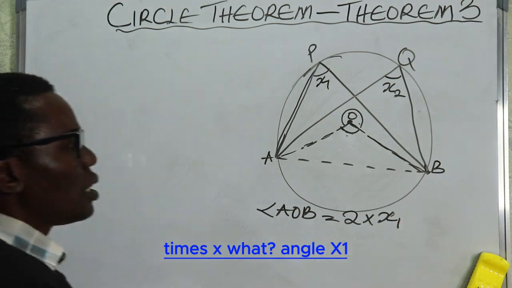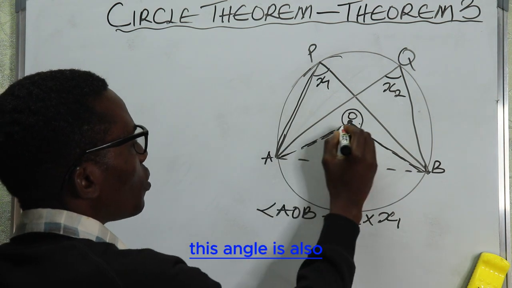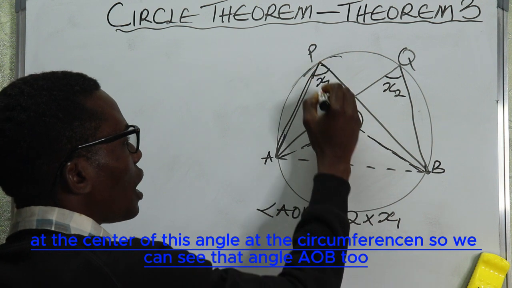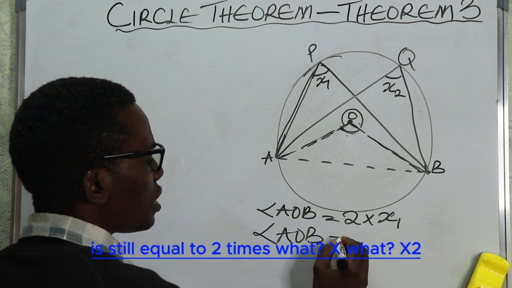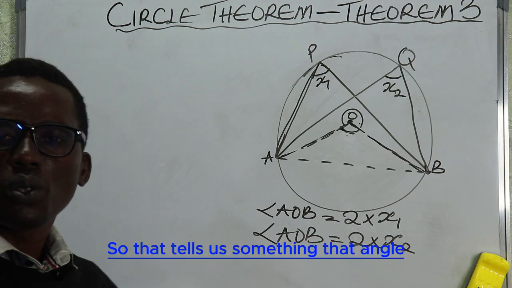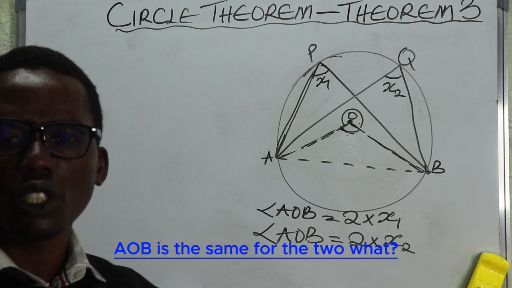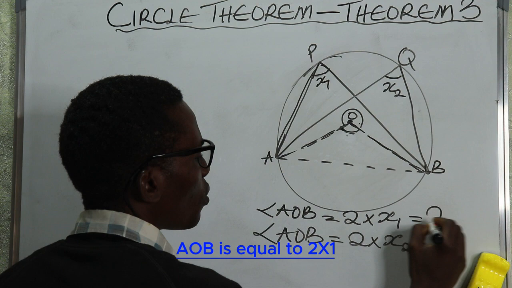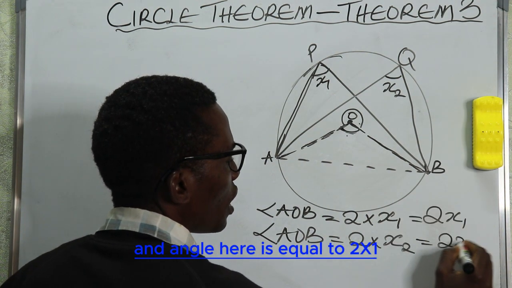The same thing goes here. If you trace this down, you find out that this angle is also the angle at the center of this angle at the circumference. So we can see that angle AOB is still equal to 2 times x2. So that tells us something: angle AOB is the same for the two values. So angle AOB is equal to 2x1 and also equal to 2x2.